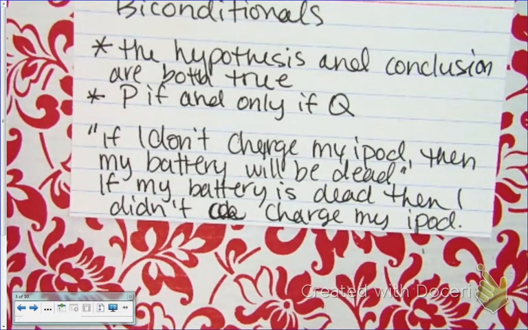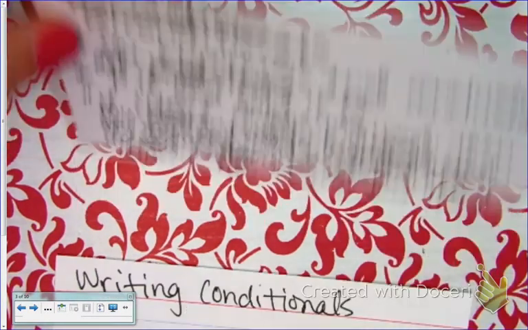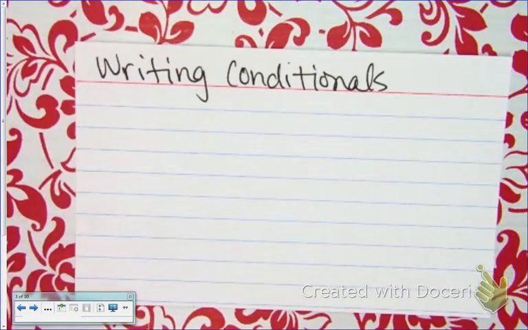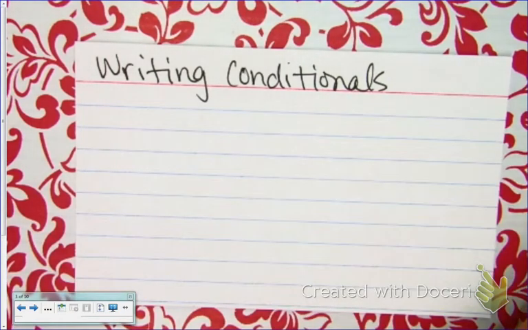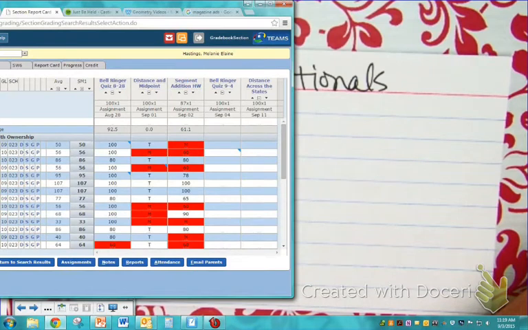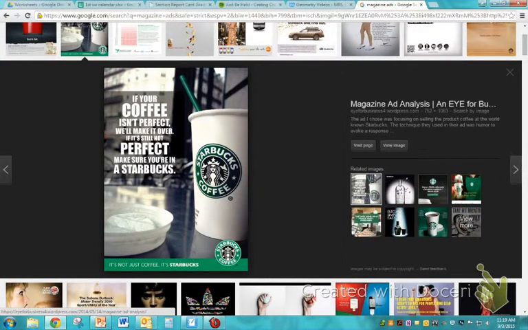Okay? All right, so we're going to go to writing conditionals. I know, it's dreadfully boring. It's okay. Writing conditionals, you first need a statement. So, with that, I'm going to pull this picture up on my screen. And I want you to tell me. Read that screen. And give me a statement. What do you know, after looking at this, what do you know about Starbucks?